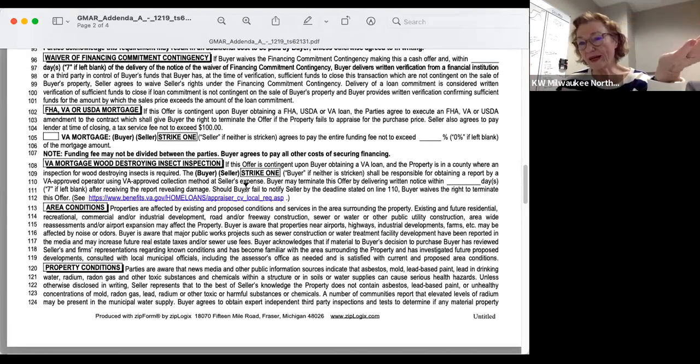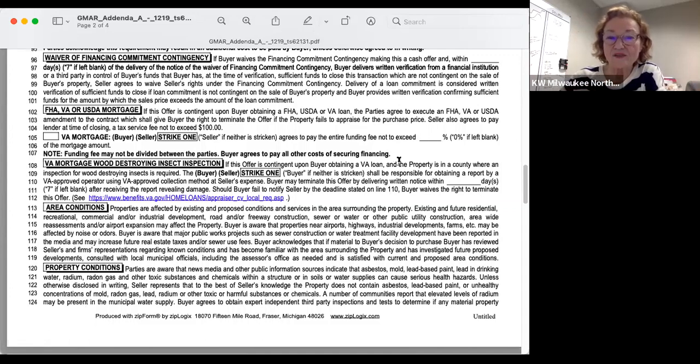So if you're writing for a buyer and they are writing an FHA and you don't include this Addendum A, you may be missing out on a lot of important information that your buyer should read. And if they're getting a VA mortgage, you check that, and the seller agrees to pay the entire funding fee not to exceed blank of the mortgage. Basically, you'd leave that zero. Funding fees may not be divided between parties. You can't say buyer will pay part of this and seller pay part of this. Buyer agrees to pay all other costs of securing financing.